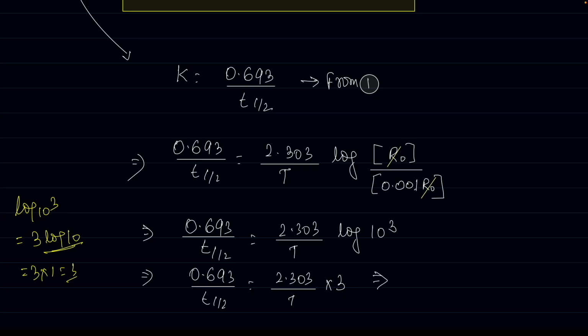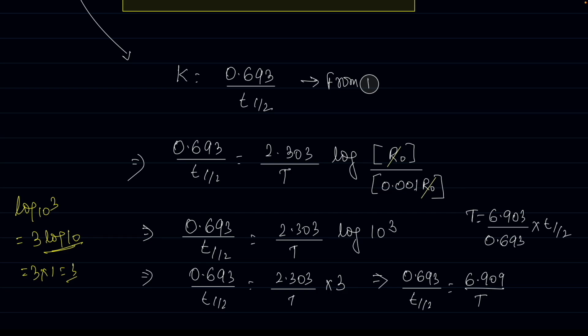So based on this we can write 0.693 divided by T1/2 is equal to 6.909 by T. So T is equal to 6.909 divided by 0.693 into T1/2. So it is almost near to 10 times. So this is 10 here. Based on that, we can write our relation T is equal to 10 into T1/2. So that is what we had to prove.